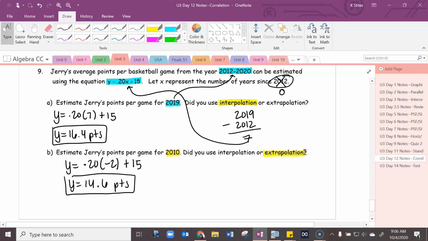All right, so that was interpolation, extrapolation, and correlation. Please let me know if you have any questions.